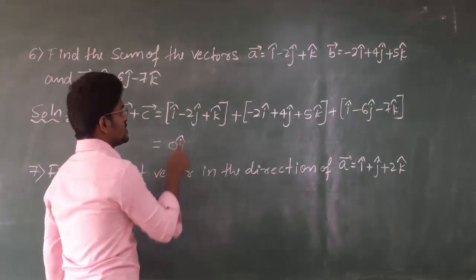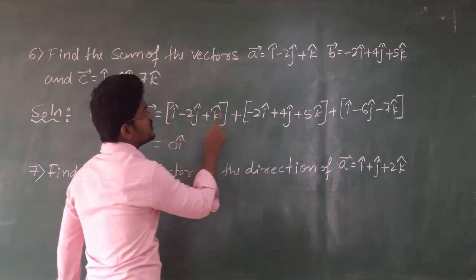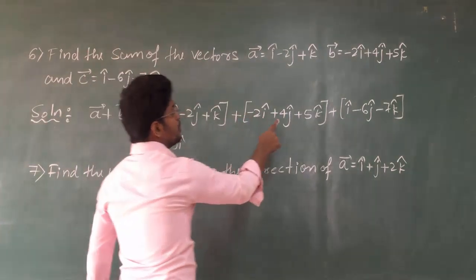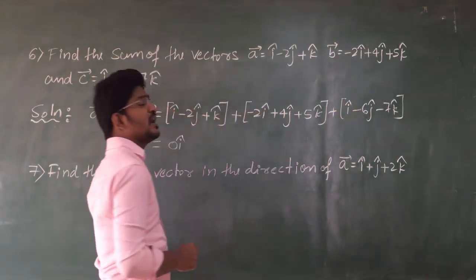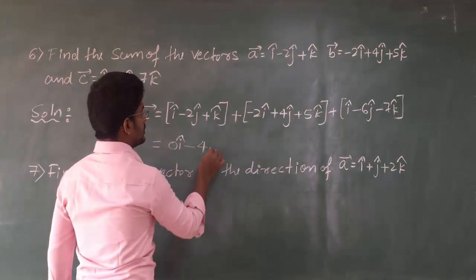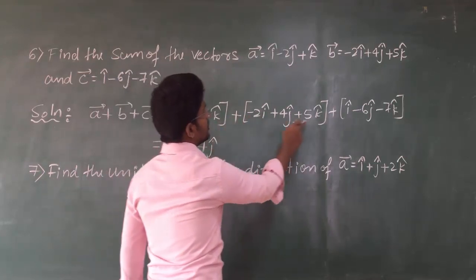Clear? Next, minus 2j cap plus 4j cap will be plus 2j cap. Plus 2j cap minus 6j cap will be minus 4j cap. Clear? Next, k cap plus 5k cap.